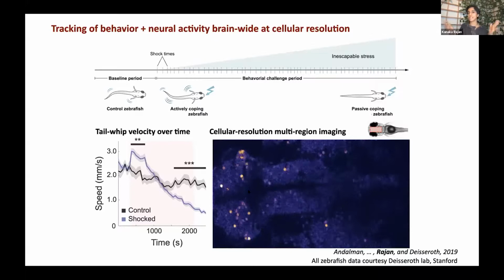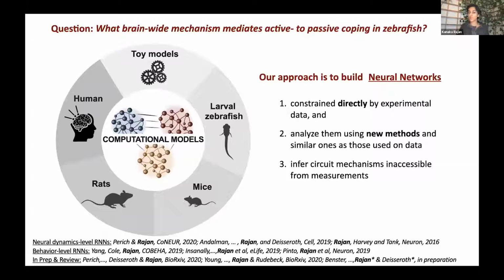So, of course, this begs the question: what actually happens in this neural activity that caused the behavioral transition that you see both in the cartoon and in the quantification on the left of this movie? So we're returning to our approach, right? We're going to answer the question, what brainwide mechanism mediates active to passive coping in larval zebrafish, using our idea of building neural network models constrained by data.